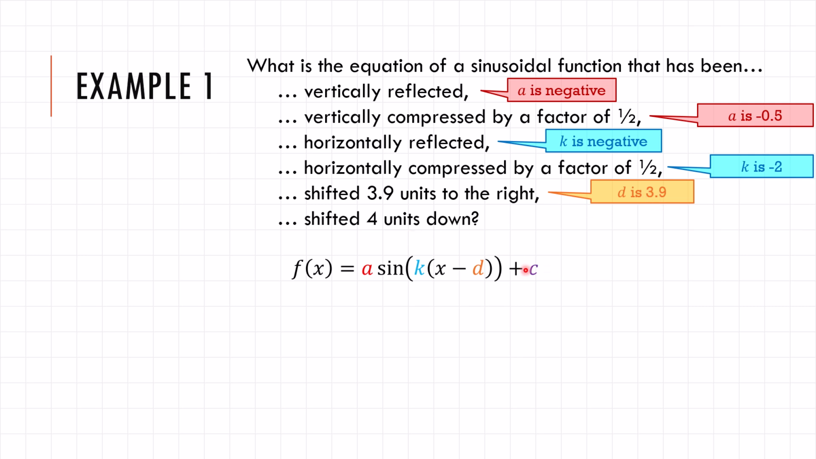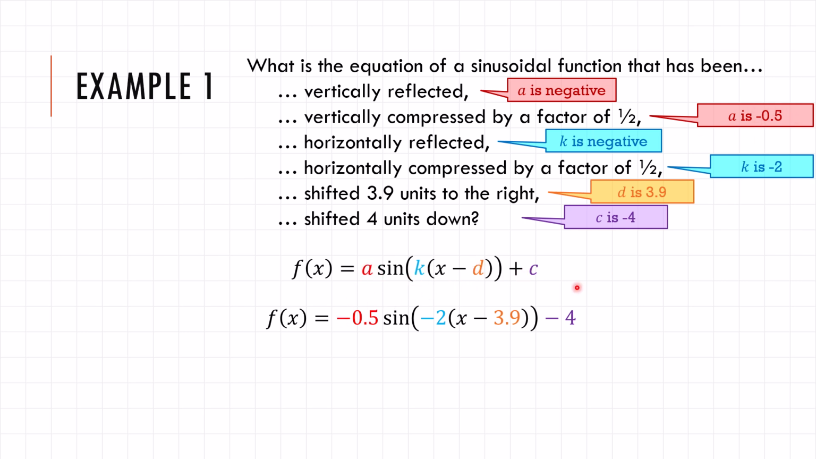Finally, we've got the value c at the end here, and because this was shifted down, I know that c has to be a negative number. In this case, it is negative 4. So now that I know a, k, c, and d, I can actually just put those numbers right in their correct spots. So a is negative 0.5, k is negative 2, d is positive 3.9, but of course this is x minus 3.9, and c is negative 4, and that just goes at the end there.